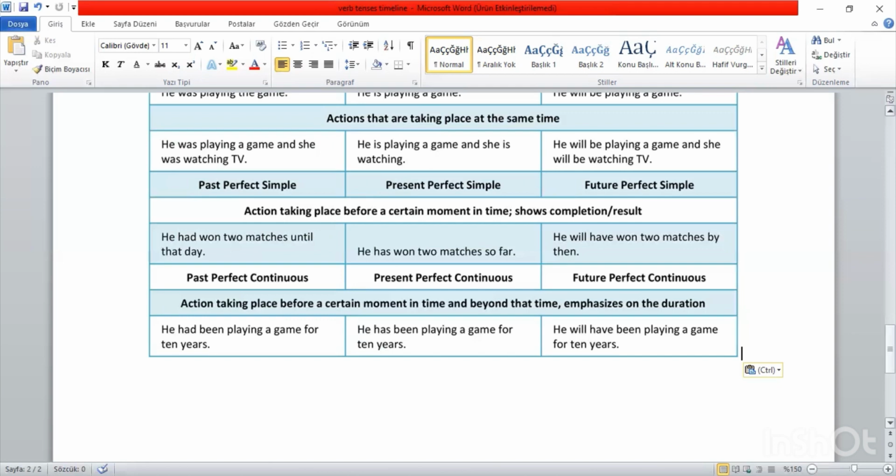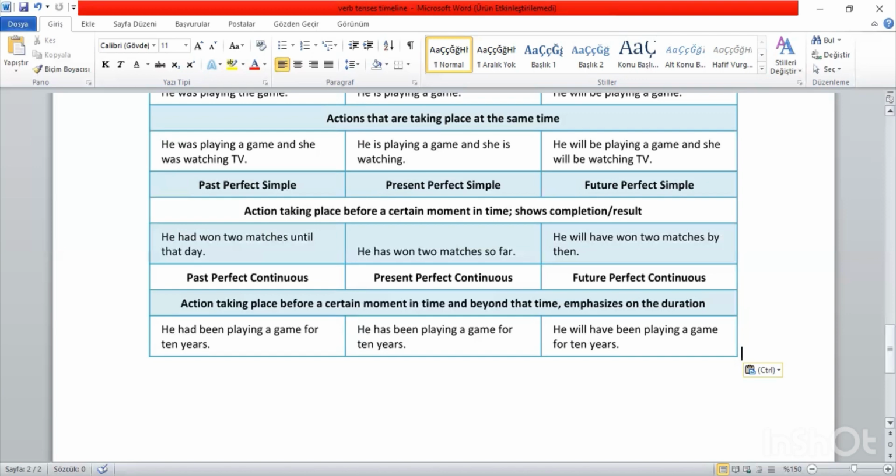So the common idea is we can see the result, we can see 2 time periods or the unspecified time. You can see some time expressions, for example, until, so far, by then. But we don't mention the specific time, like 2 days ago, last week, or in 2010. We don't mention the specific time.